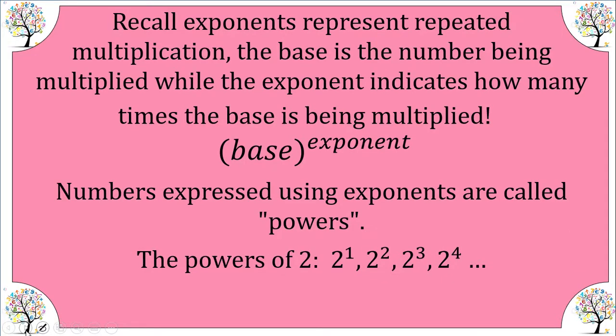So let's recall what an exponent is. An exponent is simply shorthand for writing repeated multiplication. The base is the number that's being multiplied, while the exponent tells us how many times to multiply it. Sometimes we call exponents powers. So below we have the powers of 2: 2 to the 1, 2 to the 2, 2 to the third, and 2 to the fourth.